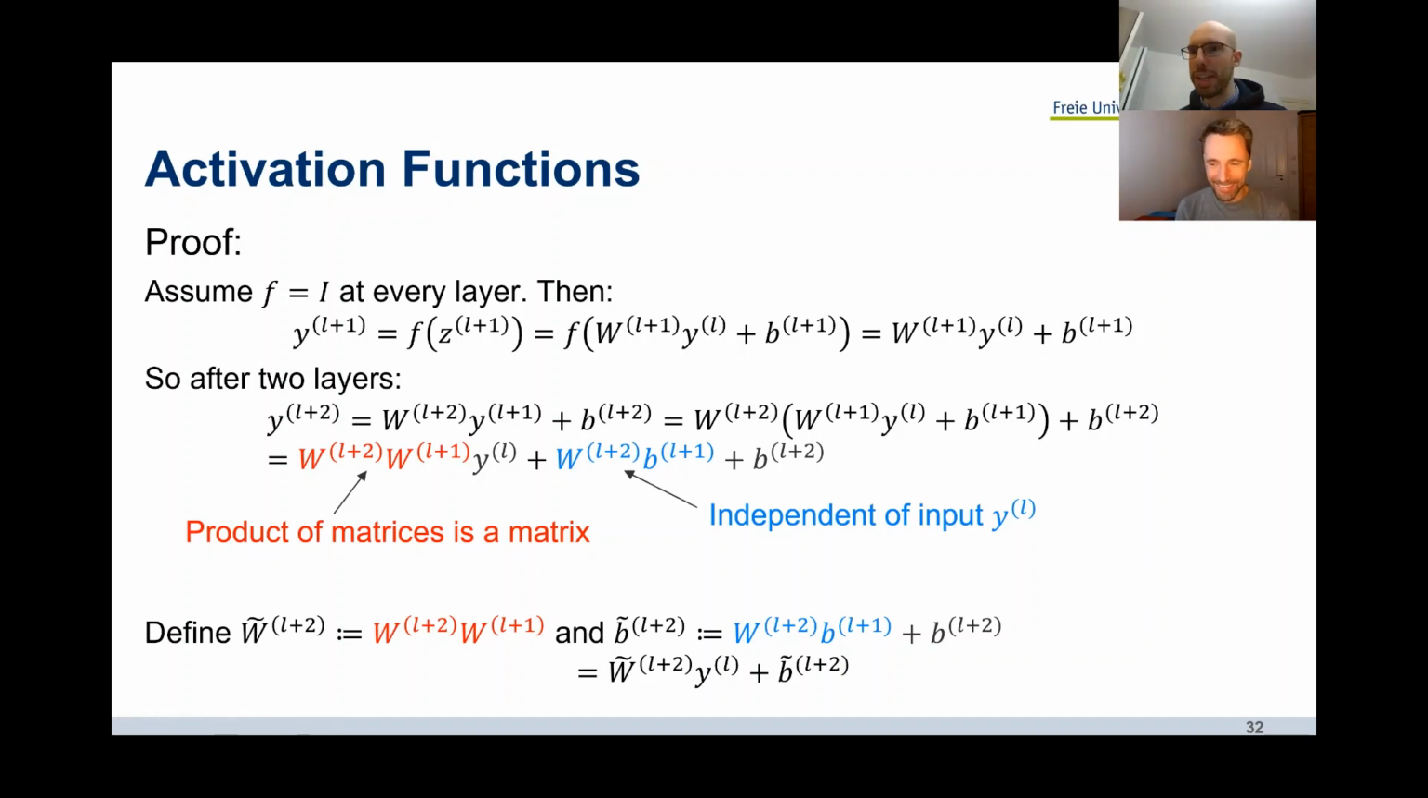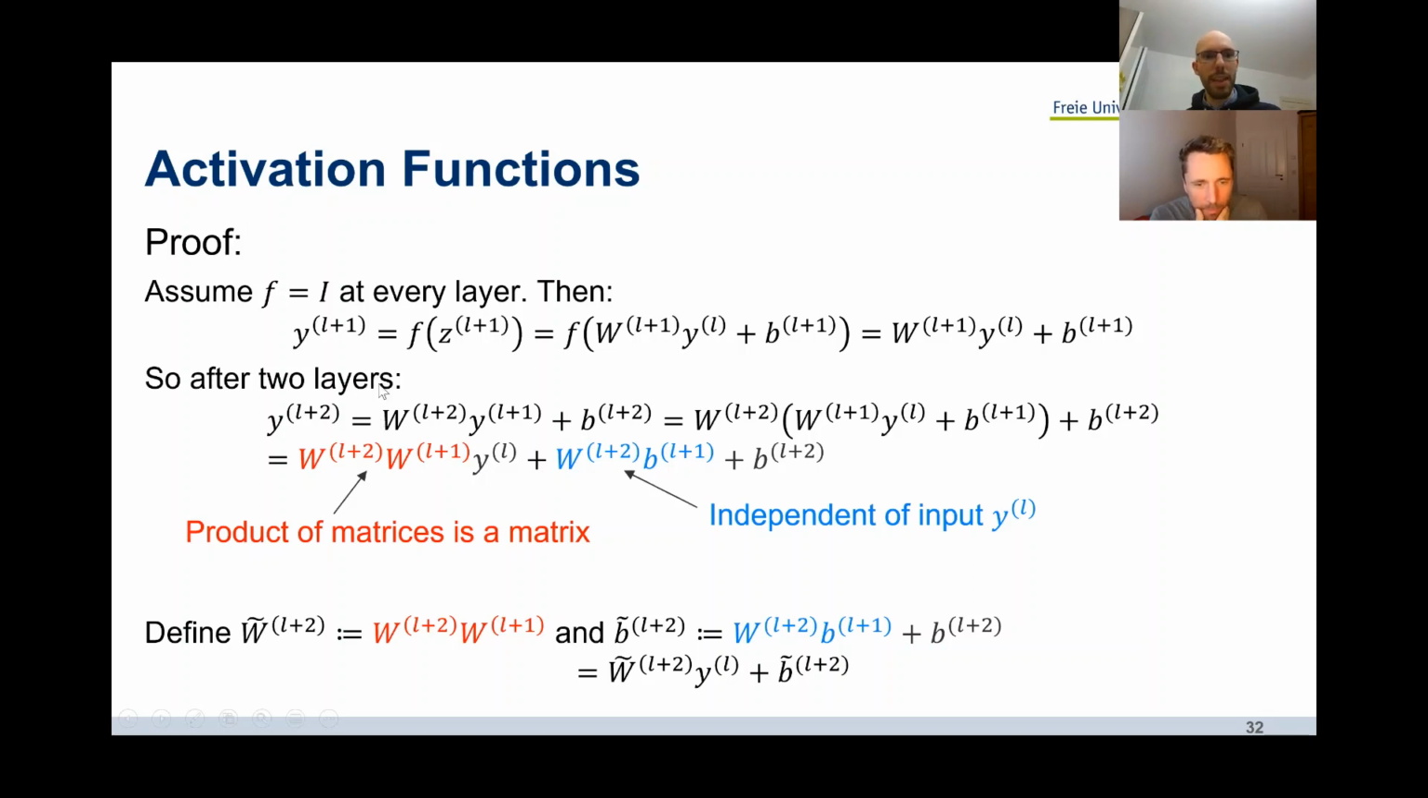Well, I'm not going to read this, at least not all of it. So I'm just going to show you basically how the proof plays out. The idea is just you take the L+1th layer, use the definition of the L+1th layer, and then we insert for our activation function f our identity. So we just end up with this thing in here.